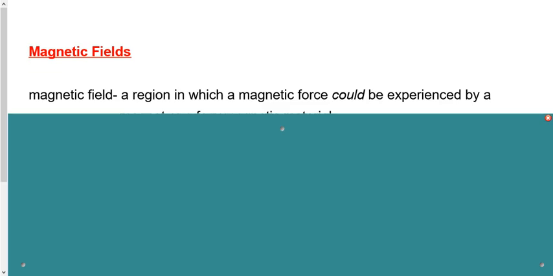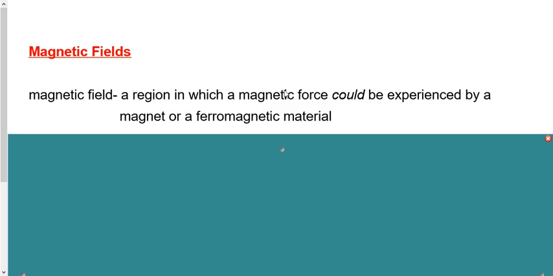Yeah, it's a region in which a magnetic force could be experienced by something. Specifically, that something would be a magnet or a ferromagnetic material. A region in which a magnetic force could be experienced by another magnet or by a ferromagnetic material.